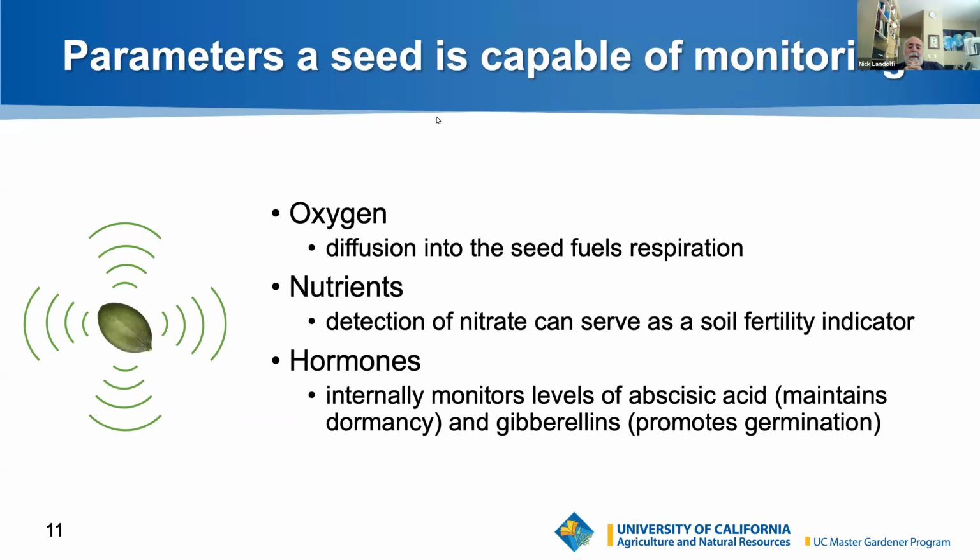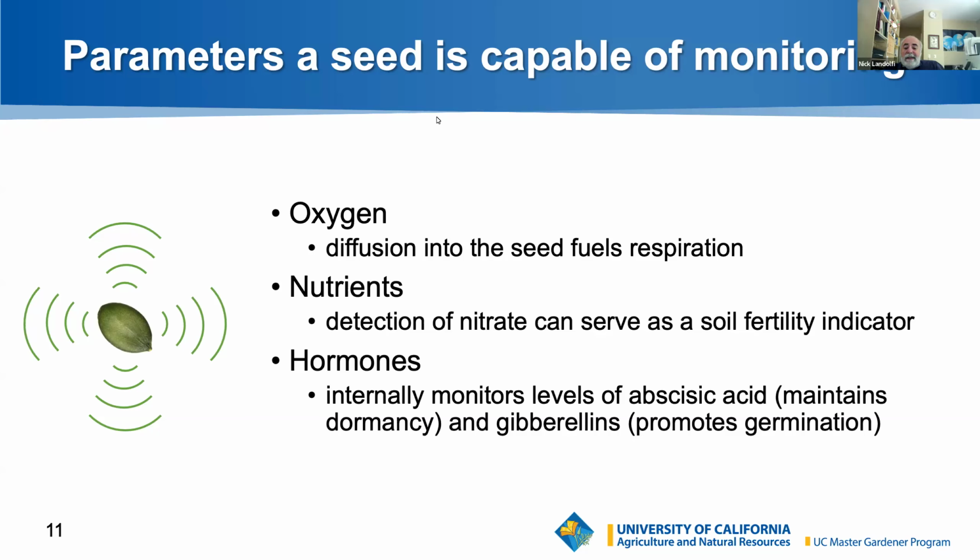Seeds can sense the oxygen level of the environment. Diffusion of oxygen into the seed is mandatory for the respiratory activities required for germination. A seed can detect the presence of nitrates, a key nutrient source for plants. The presence of nitrate is a general indication of the fertility of the soil.